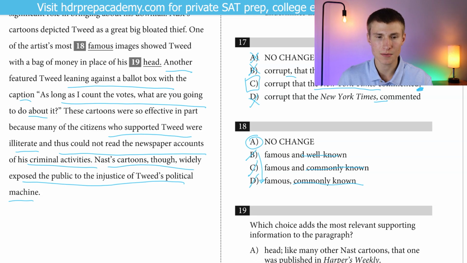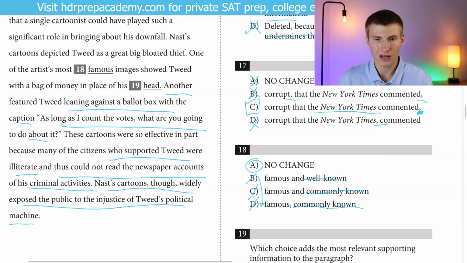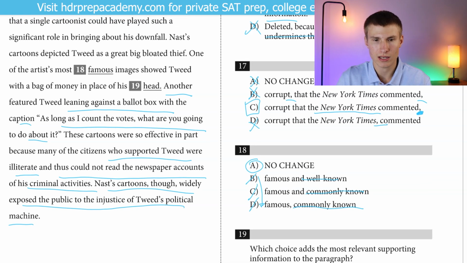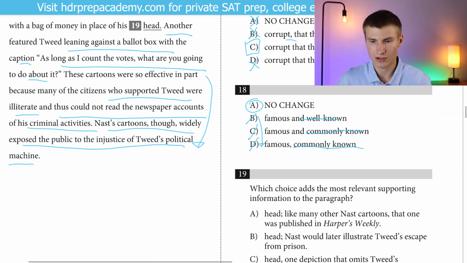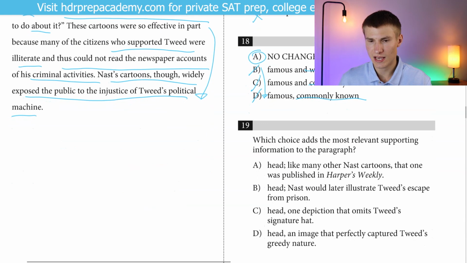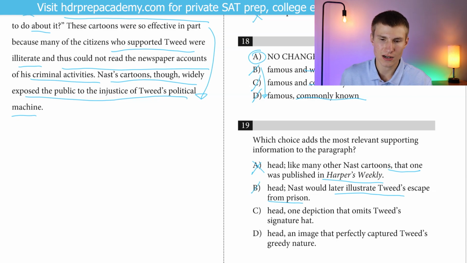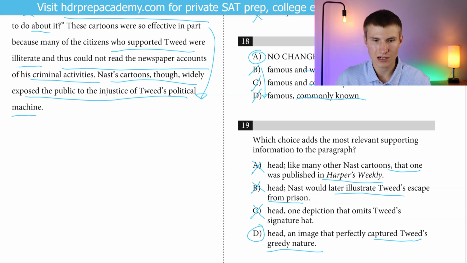All right, so as we can see there, we're still focusing on that corrupt element, especially when we're talking about him being a big bloated thief. And then we go on to give examples about how he was corrupt. So we want to focus on the corruption. Answer choice A, "like many other of Nast's cartoons, that one was published in Harper's Weekly." That's not focused on the corruption aspect. Answer choice B, "Nast would later illustrate Tweed's escape from prison." That's out of order. C, "one depiction that omits Tweed's signature hat." That's unimportant. D, "an image that perfectly captured Tweed's greedy nature." Yes, that's indicating that Tweed was very corrupt, that he was greedy.